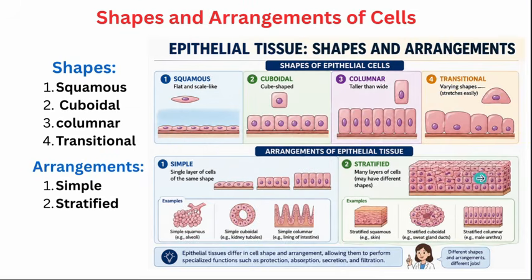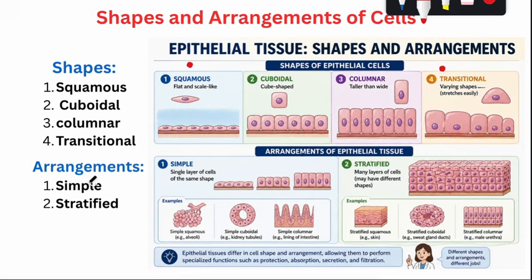Okay, good. Next are the shapes and arrangements of the cells. First we'll learn about the shapes, and then we'll talk about the arrangements. There are four main shapes. These are squamous, that is like a scale, and then you have a cube shape, that's cuboidal. And then you have a column shape, they are taller than they are wide. And then there's the transitional shape that varies in size. They take various shapes.